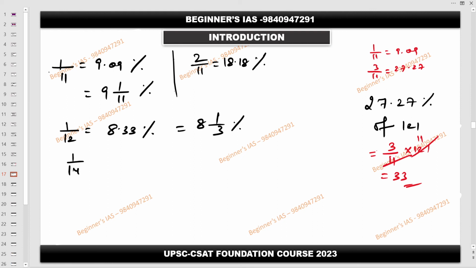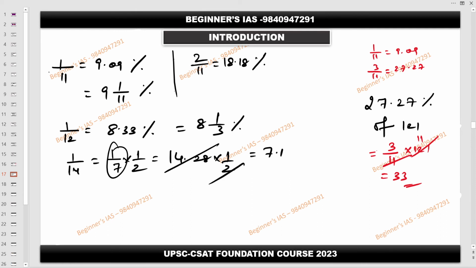Then 1 by 14 can be written as 1 by 7 into 1 by 2. You know the value of 1 by 7. Without saying, just tell me the value of 1 by 7. Simple trick I have provided: 14.28. The first two values are enough. 14.28 into 1 by 2, just halve this, therefore 7.14. So 1 by 14 is nothing but 7.14.